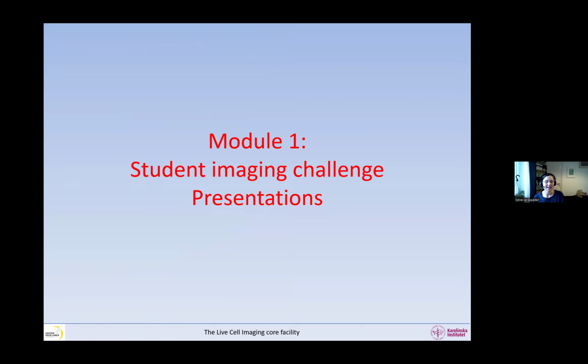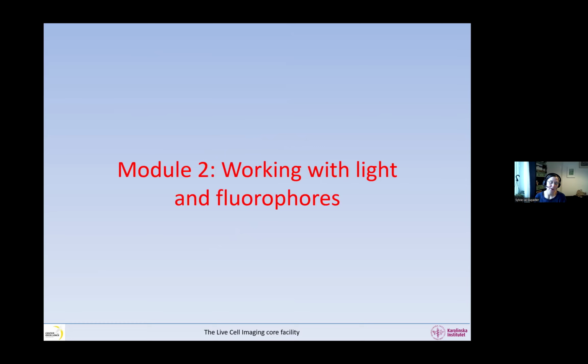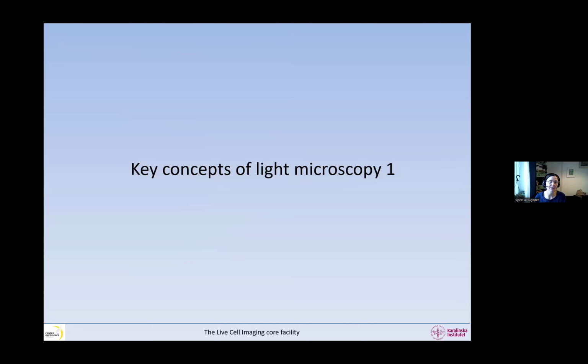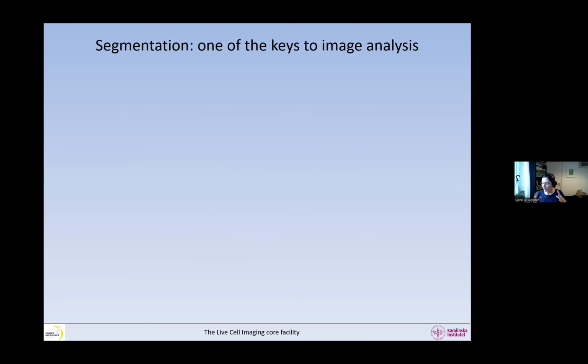So yesterday we had the first module where we were presenting our challenges. And today we're going to go to module 2 and to start with, working with light and fluorophores. To start with, I'm going to give some key concepts of light microscopy. Then I have a few lectures, then again, some more key concepts. That's why it's called Key Concept 1. I think it's important to have an overview of the most challenging things in microscopy. There are a number of them that many people do not know about, unfortunately, and this is the reason why they tend to think that microscopy is very easy.